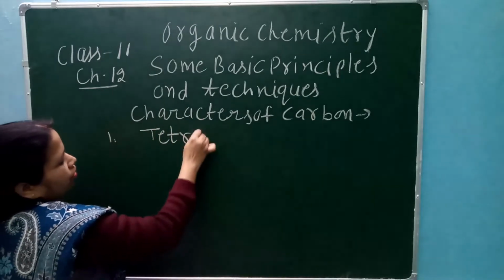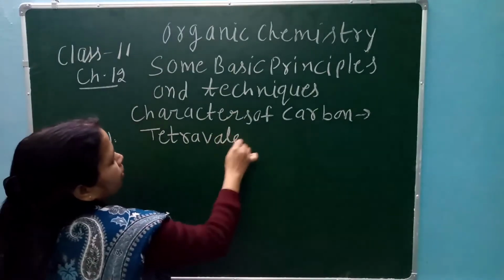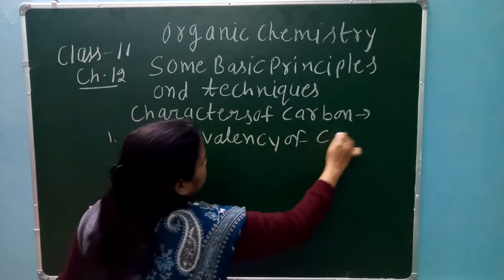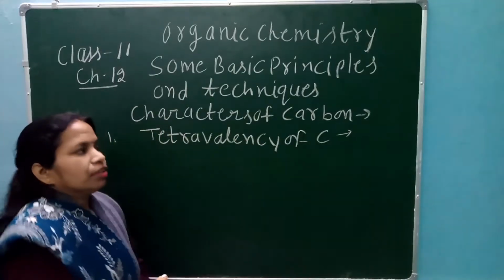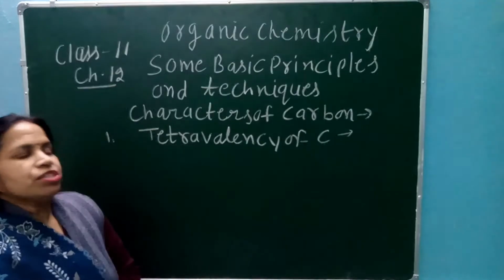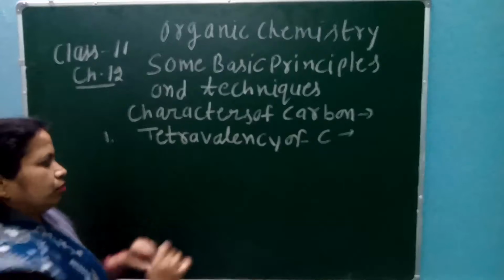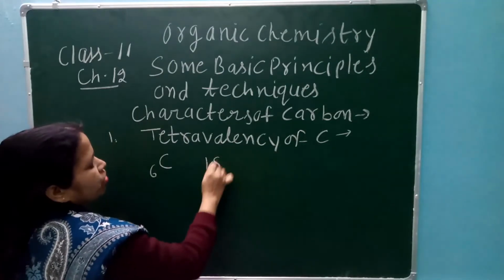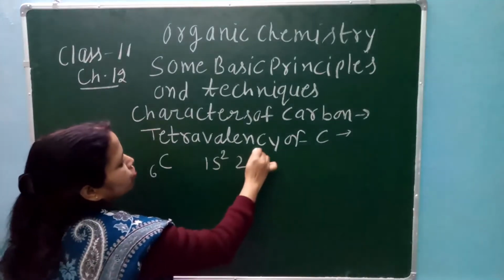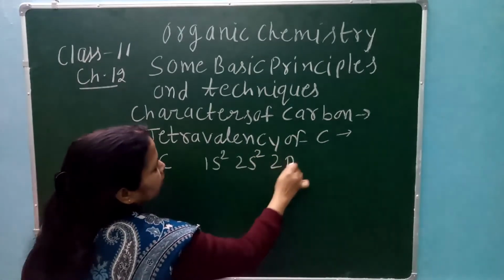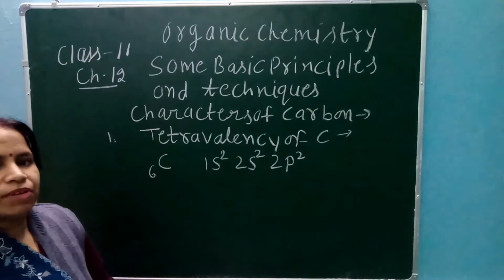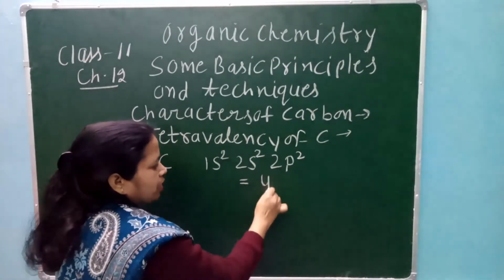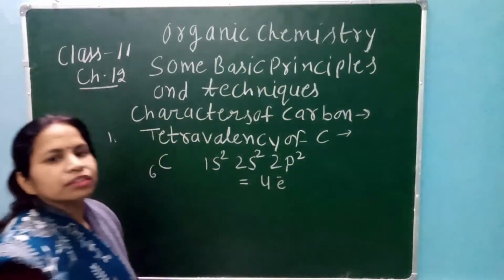Tetravalency of carbon. We already learned that the valency of carbon is 4. Atomic number 6: 1s2, 2s2 and 2p2. So what is the valency? 2 and 2, 4 valence electrons are present here.